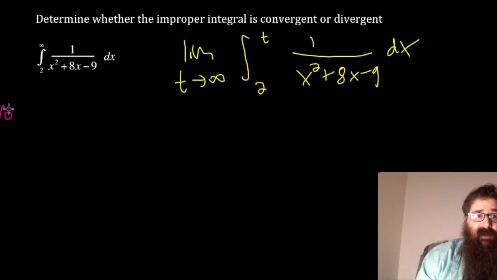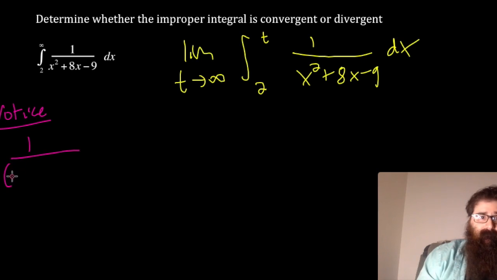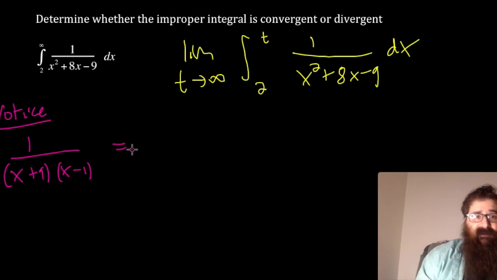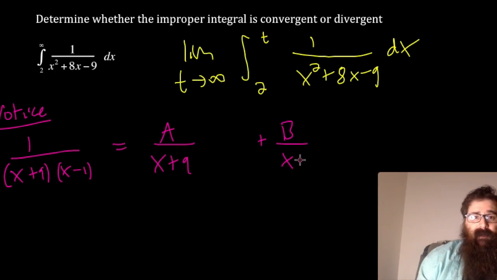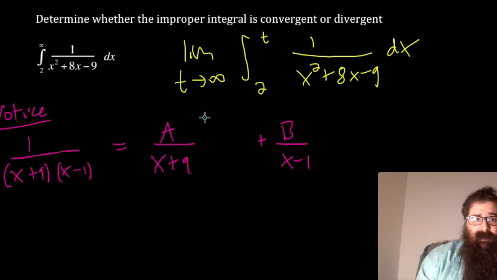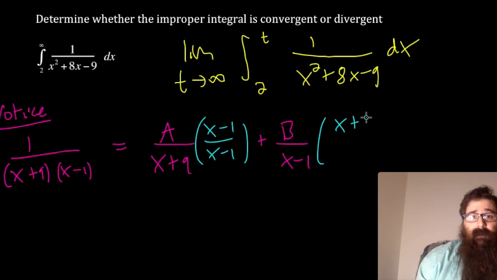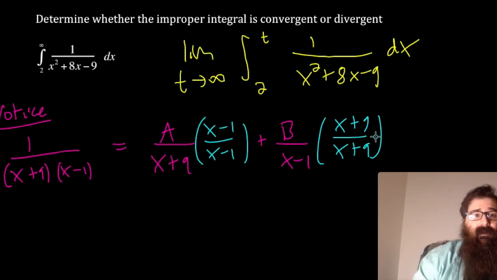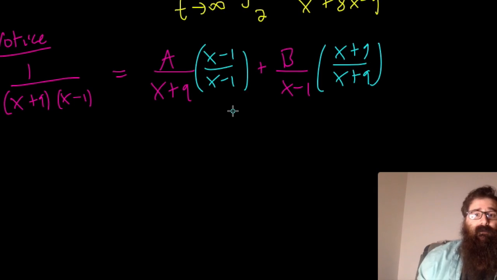So I'm going to go here to the side and do some scratch work. If I factor this, we should get x plus 9, x minus 1. And this is a case 1 partial fraction decomposition, so I can do A over x plus 9 plus B over x minus 1. And I can build back the common denominator, multiplying the A over x plus 9 by x minus 1 over x minus 1, the B over x minus 1 by x plus 9 over x plus 9. And then I can work with the numerators.